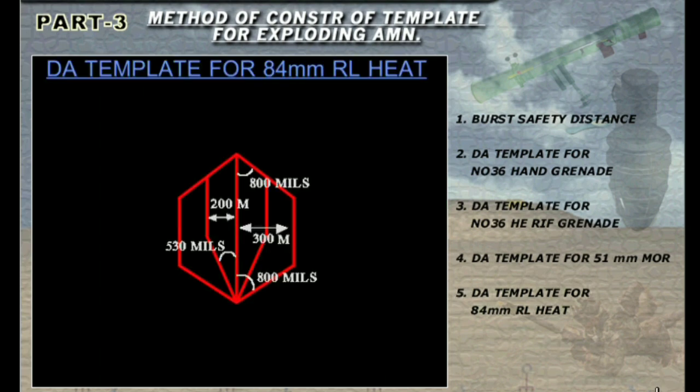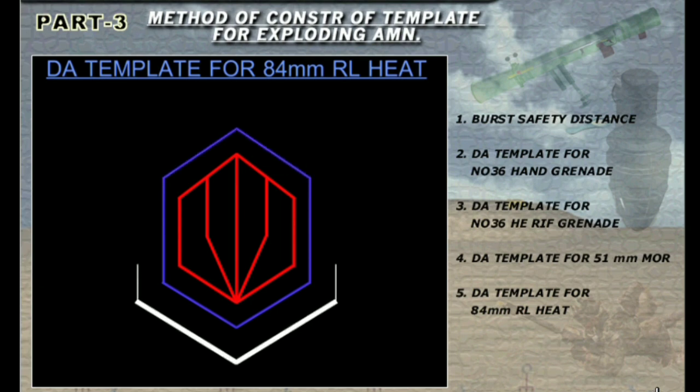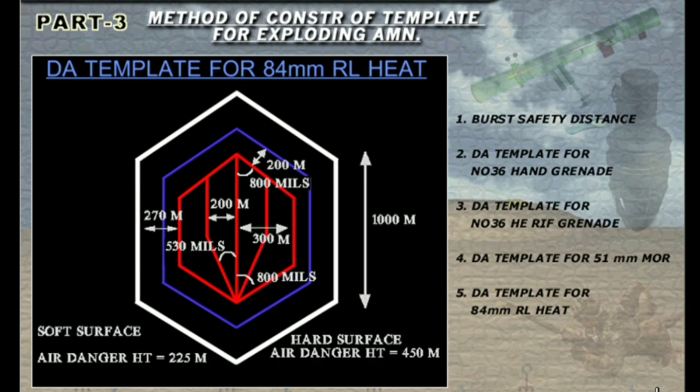Construction of danger area template for 84 mm RL. The relevant data and design of danger area template for HE, smoke and illumination ammunition for 84 mm RL is given in pamphlet issued by FFV Sweden, which gives peacetime safety precautions.